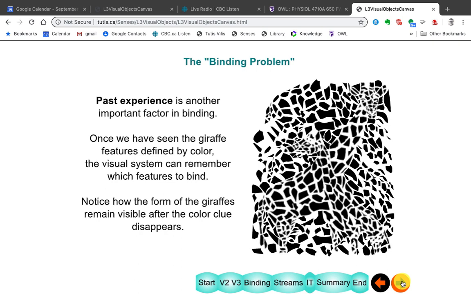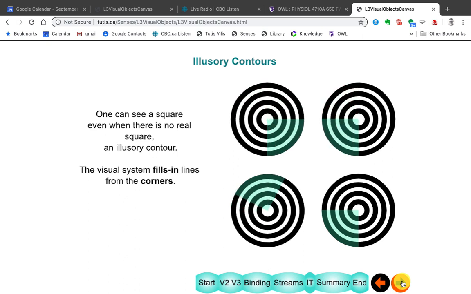The other thing is memory, past experience. The fact that you can see these giraffes here, for a minute you can look at it and pick out the ones that were that color. So memory is very important in telling you what's happening. We'll look and see what other cues are important too.